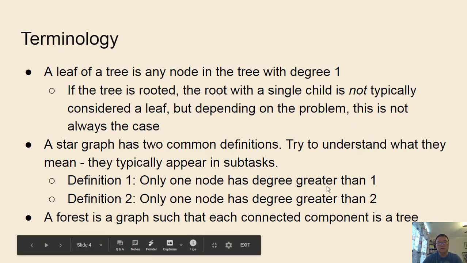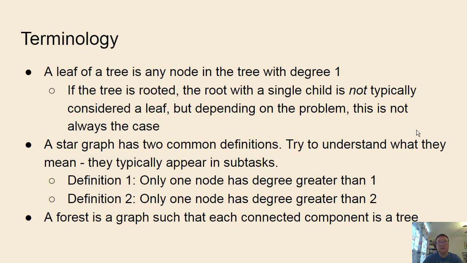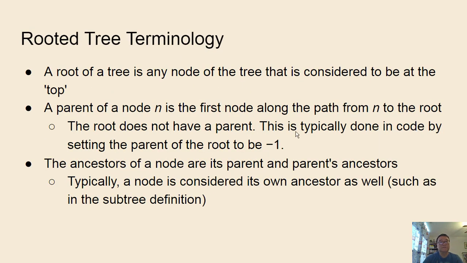A forest is a graph where every connected component is a tree. So there's no cycle. There's no guarantee that everything is connected, but at least there's a guarantee that there's no cycle in the graph. When every node is disconnected, that's also a forest. That's a special kind of forest.